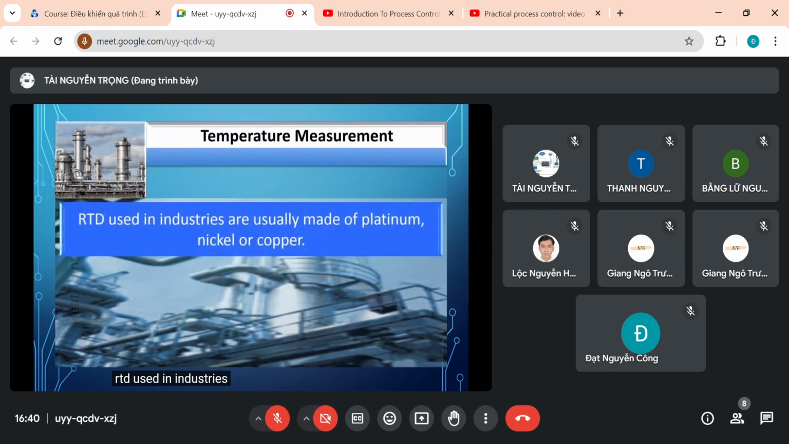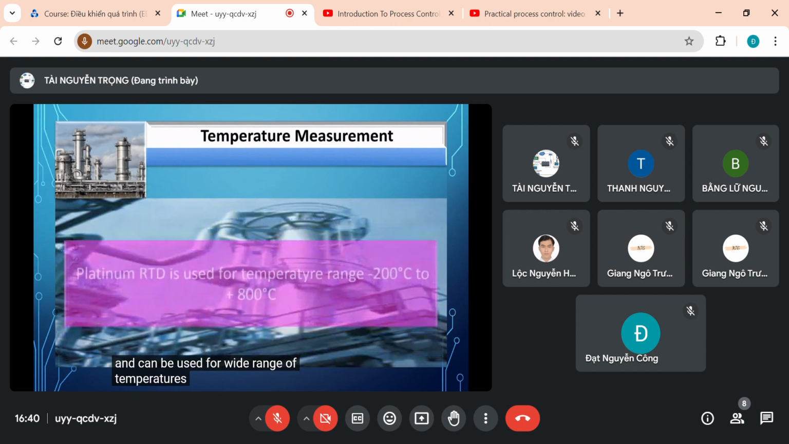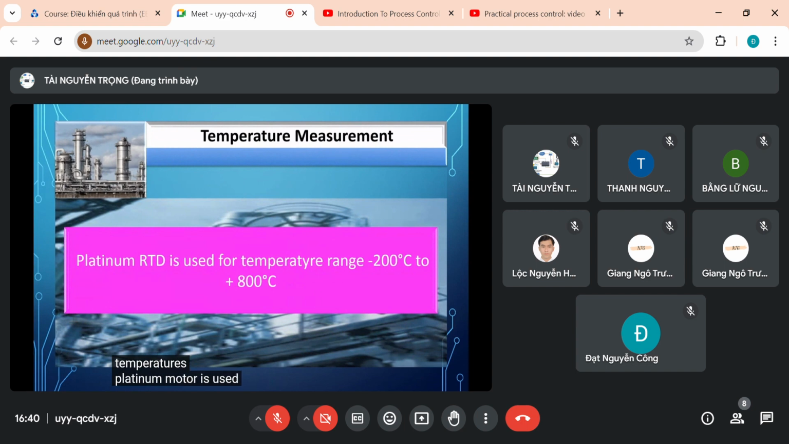RTDs used in industries are usually made of platinum, nickel or copper. Platinum RTD is the most common type of RTD used in industrial applications because platinum has excellent corrosion resistance, excellent stability over a long period of time, and can be used for a wide range of temperatures. Platinum RTD is used for a temperature range from minus 200 degrees centigrade to plus 800 degrees centigrade.